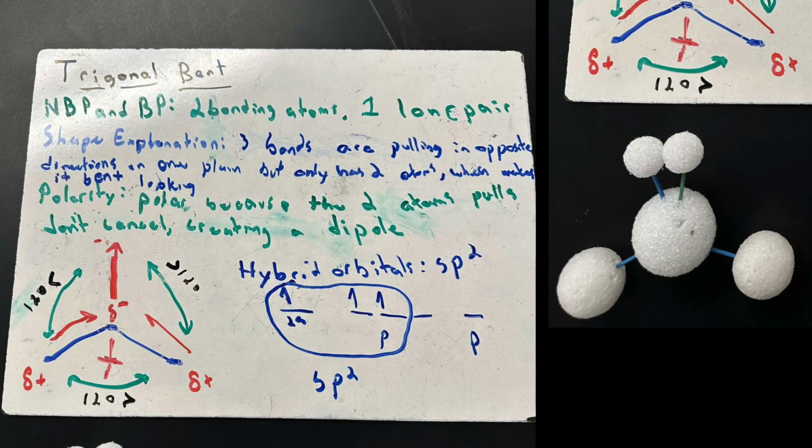For the trigonal bent geometry, there are 2 bonding atoms and 1 lone pair. For the shape explanation, there are 3 bonds pulling in opposite directions in one plane, but there are only 2 bonding atoms and 1 lone pair, which makes it appear bent. For polarity, it is polar because the 2 atoms pull and don't cancel, creating a dipole. For the hybrid orbital, it is an sp2. Additionally, the 2 angles between the lone pair and the 2 bonding pairs are greater than 120, and the angle between the 2 bonding pairs is less than 120.